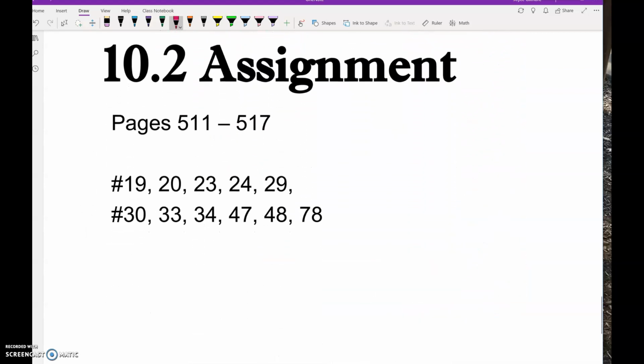Here's your assignment for 10.2. Sorry about all the computer noises. I really apologize. 19, 20, 23, 24, 29, 30. Okay, that looks right.